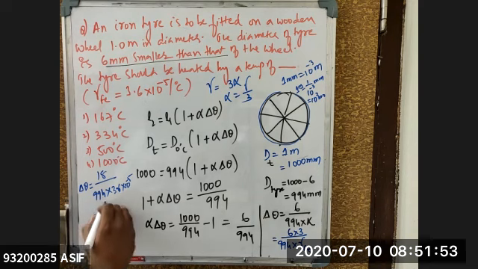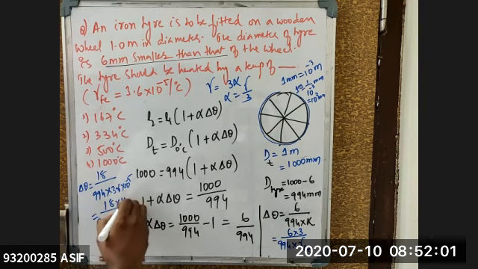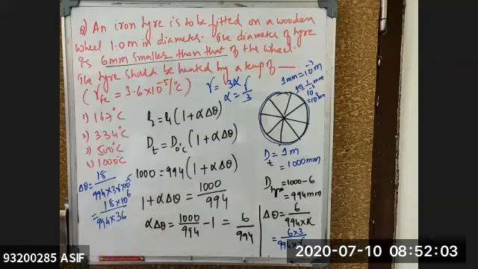So the second one is 18 divided by 994 into 36. This will become 10 to the power of minus 6, that means this is 10 to the power of 6.